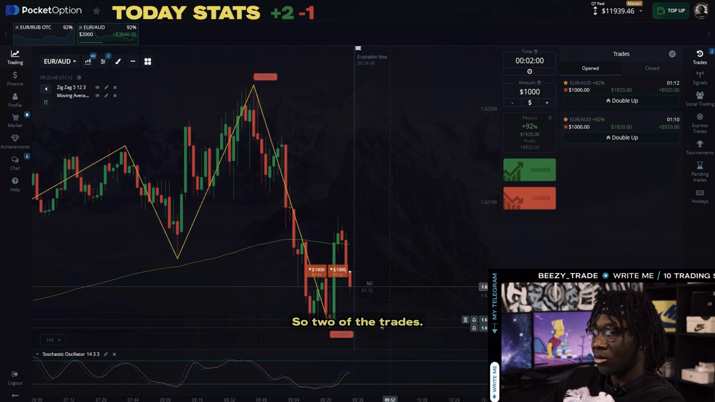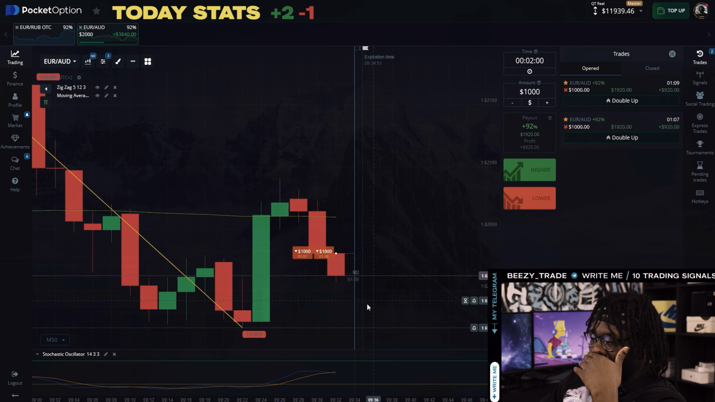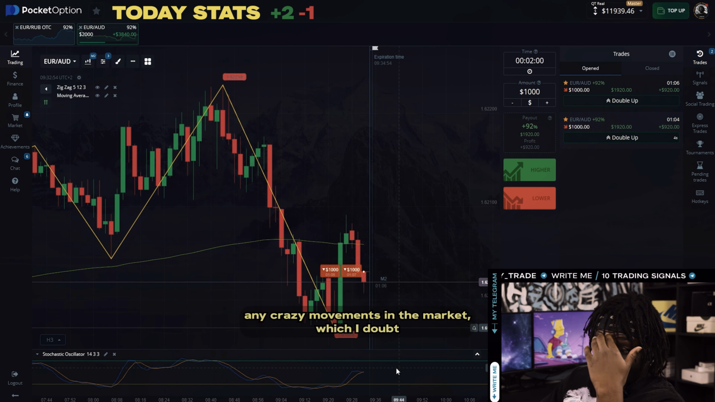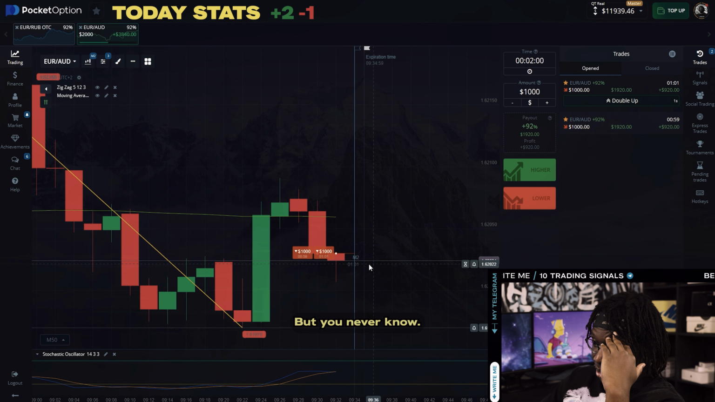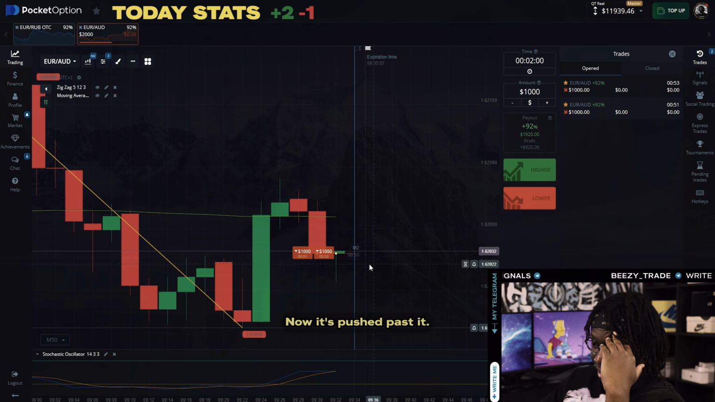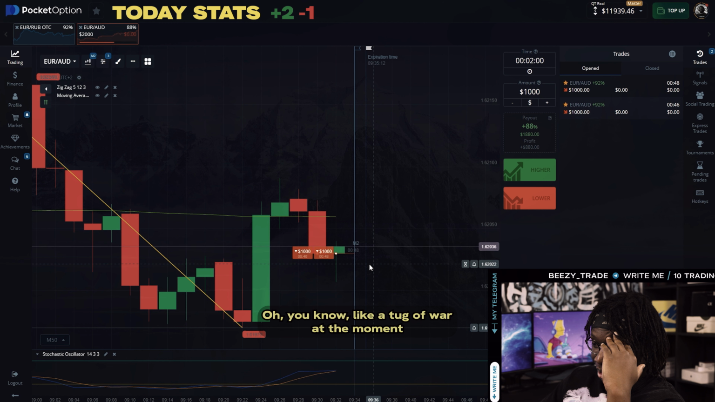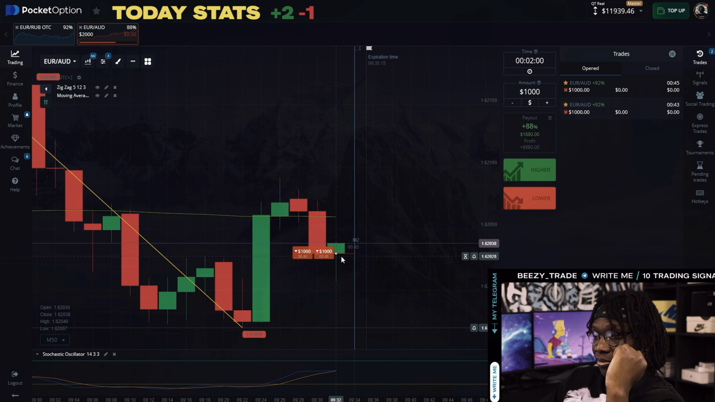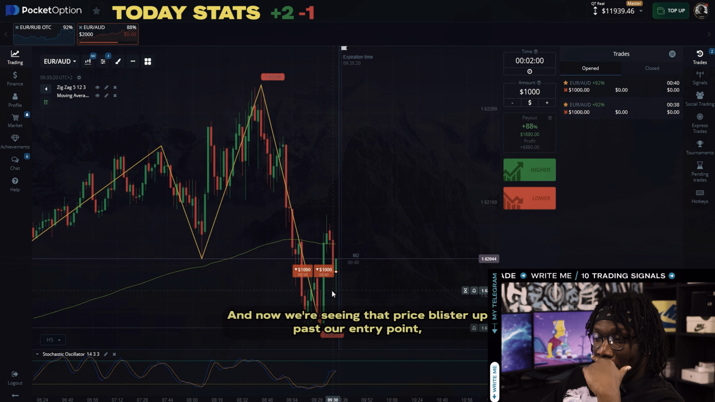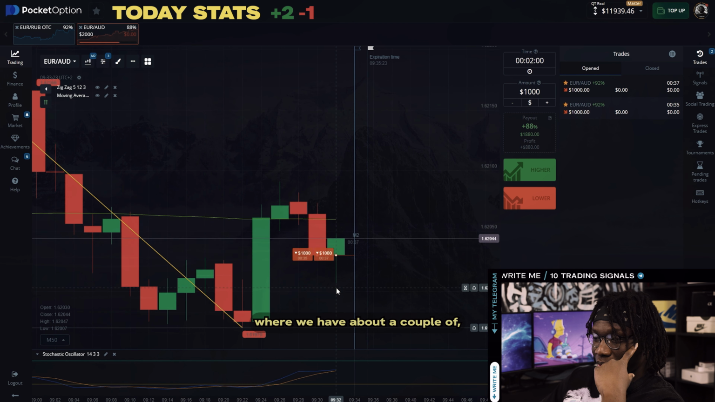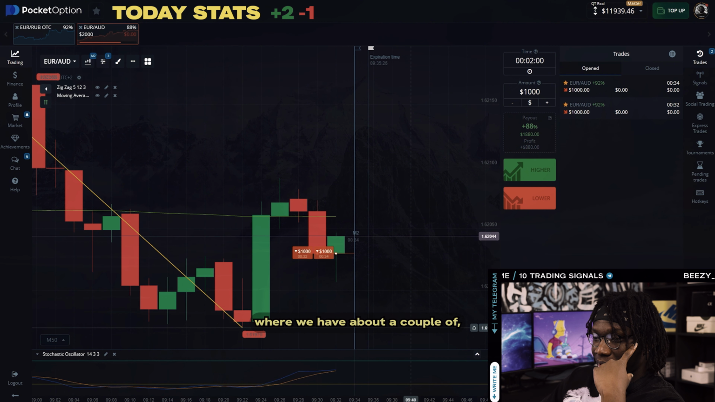So 2 of the trades. We don't see any crazy movements in the market, which I doubt we'll see, at least. But you never know. Now we can see that price being pushed up, very close to our entry point. Now it's pushed past it. Now it's just like a tug of war at the moment of who's who and who's gonna get what. And now we're seeing that price blister up past our entry point when we have about a couple of seconds pretty much left.